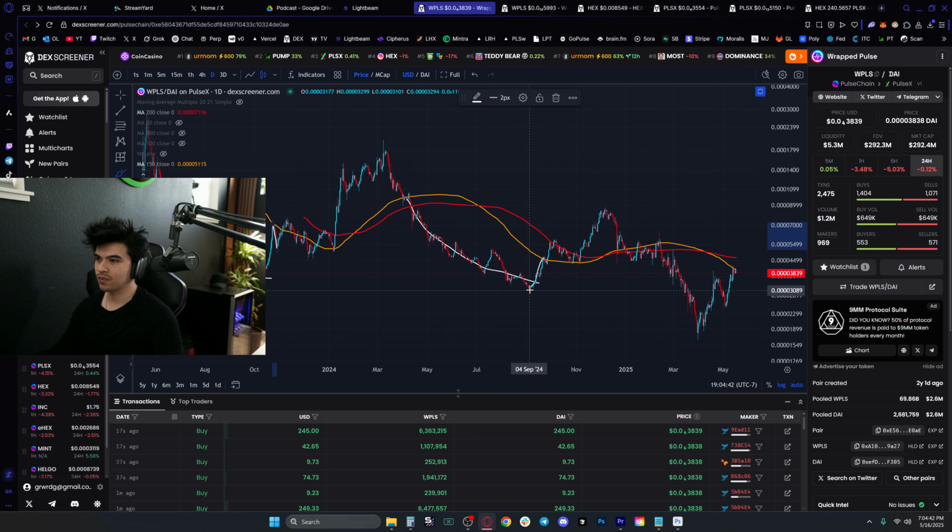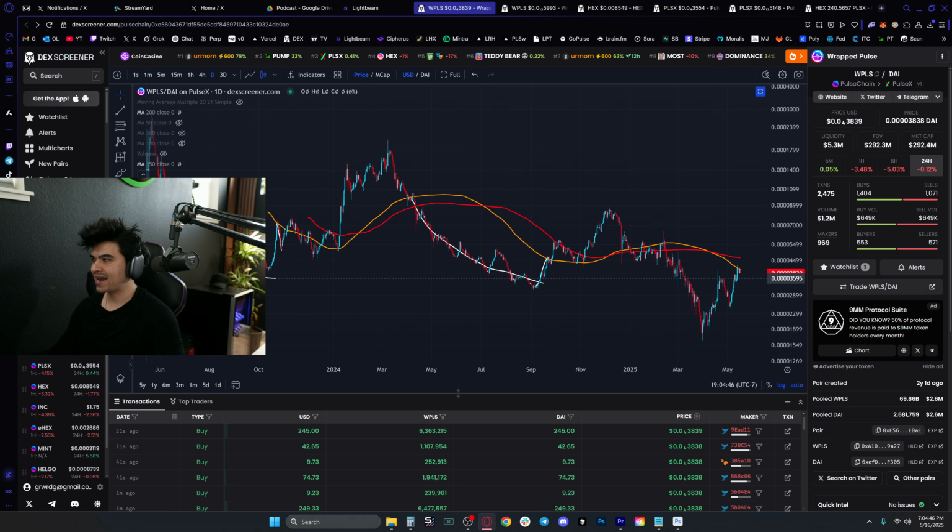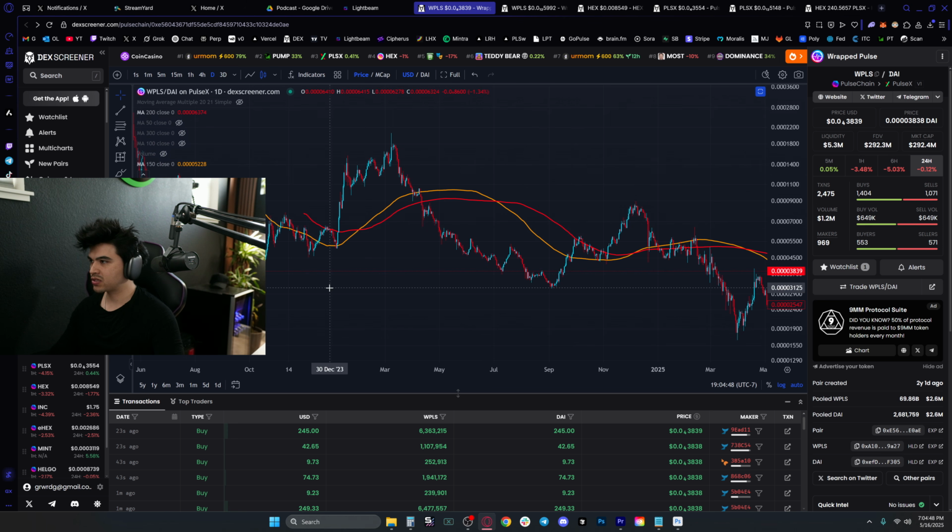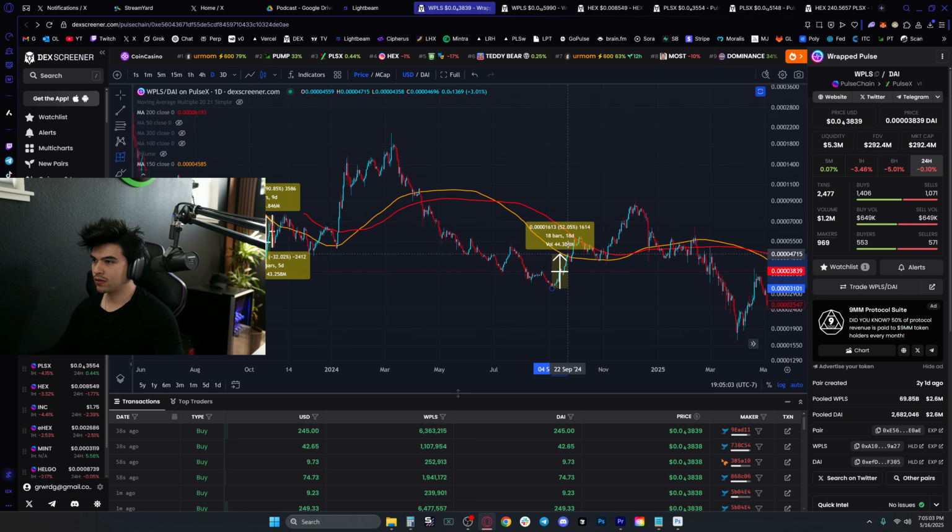But this time, the pump was a little smaller. It was about a 50% pump. And we didn't get as big of a dip afterwards either. I'm actually curious if the ratios are the same or similar. I haven't checked that. Let's just do it as an exercise here. 90% pump followed by 32% dip versus over here it was about a 50% pump or so, so roughly half.